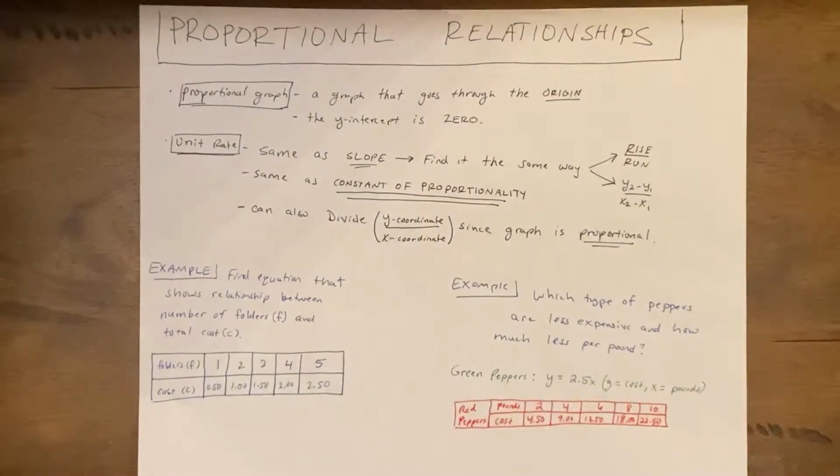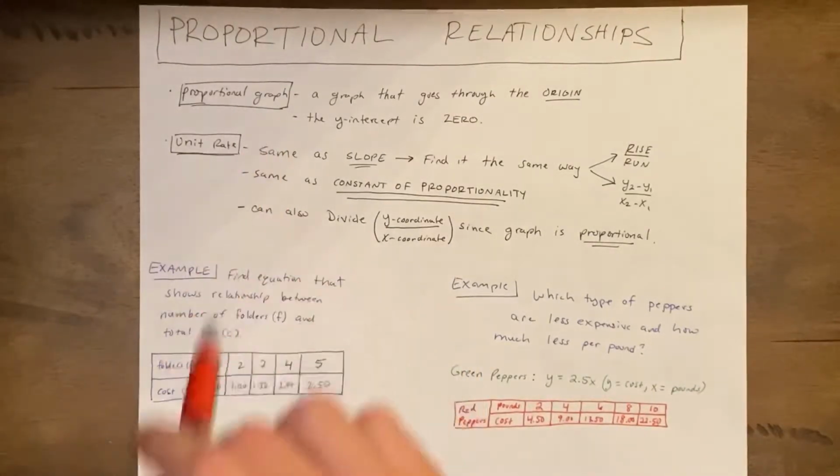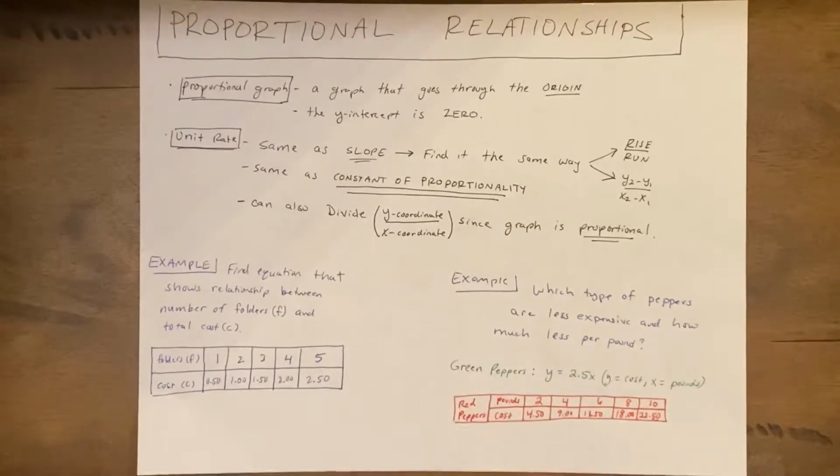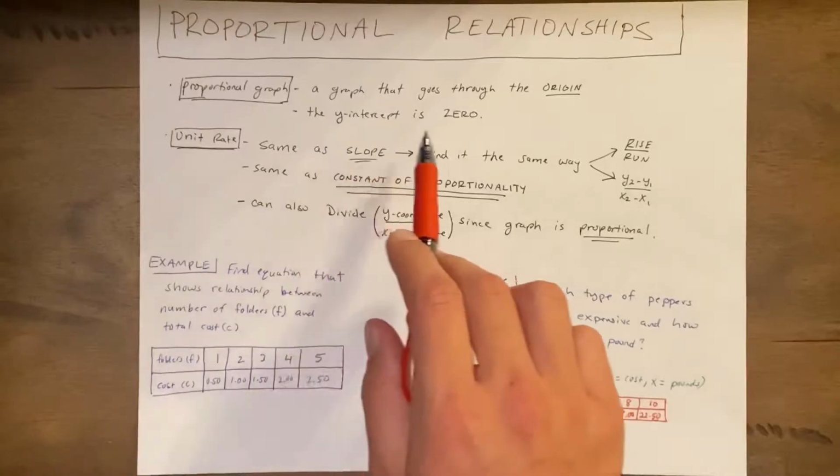In this video, we're going to look at proportional relationships. We're going to talk about proportional graphs. Did that a little bit in 7th grade. Remember, a proportional graph is a graph that goes through the origin. So that means that the y-intercept is 0.